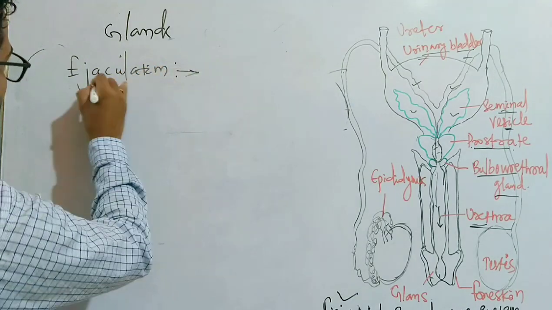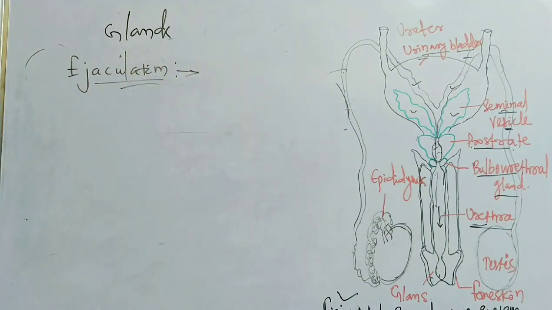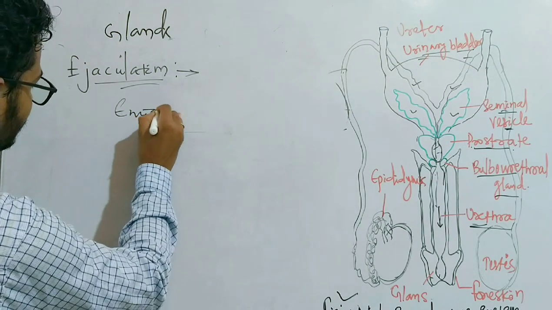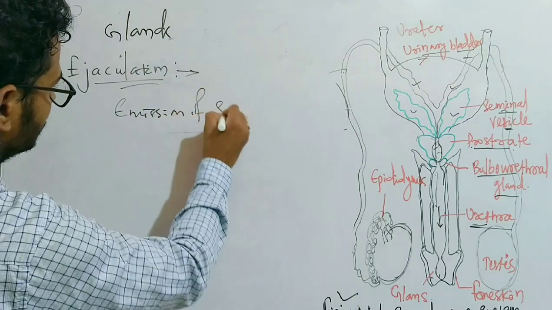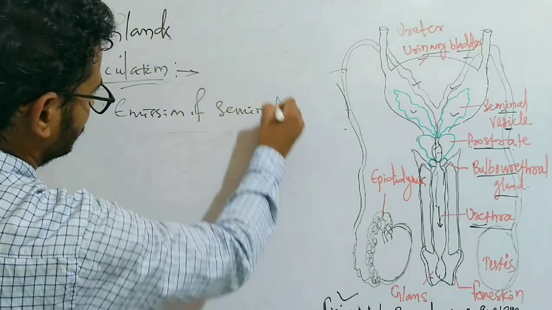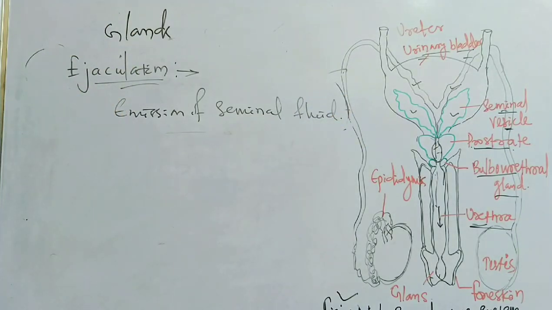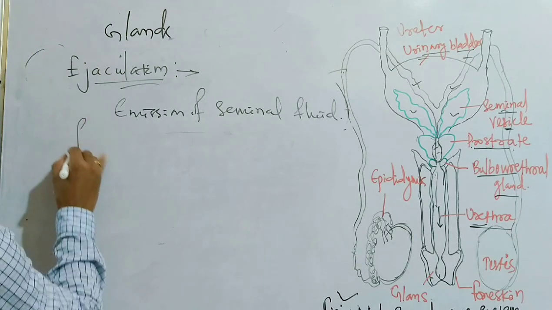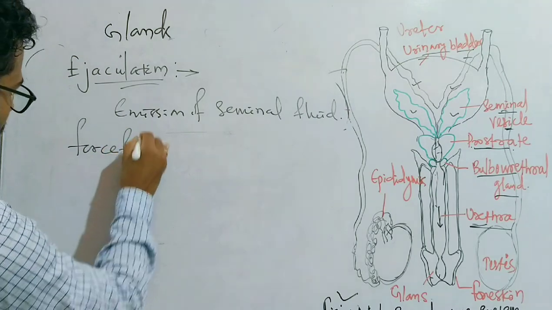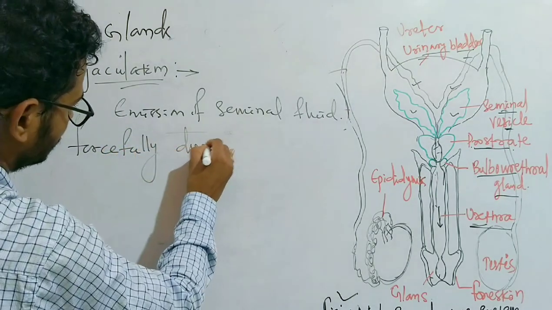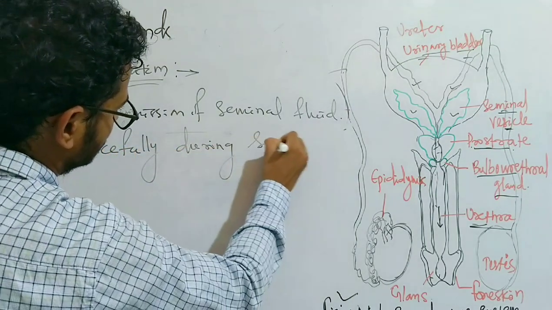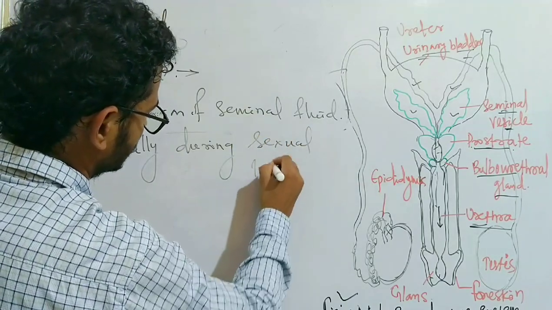So what do we mean by ejaculation? Ejaculation is the emission of seminal fluid. It is the emission of seminal fluid forcefully during sexual intercourse.